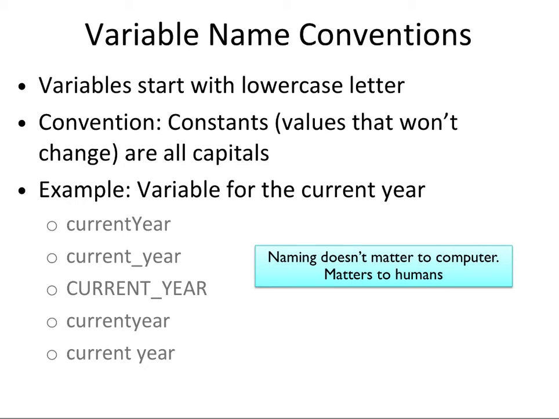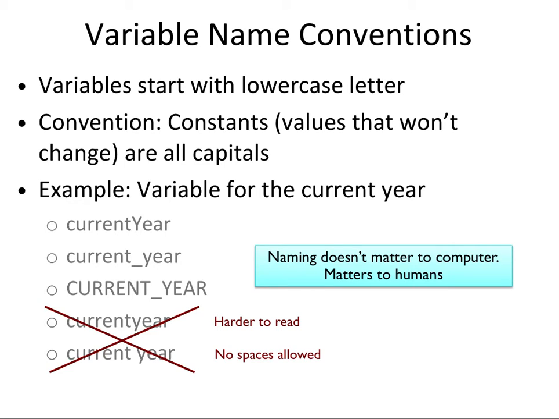And let's think of an example. So a variable for the current year. This could possibly be considered as a constant, or it could be used as a variable depending on the program. Some likely candidates would be currentyear, currentYear, current_year, CURRENT_YEAR, and current year with a space. Now, some of these are not good names. Can you figure out which ones?